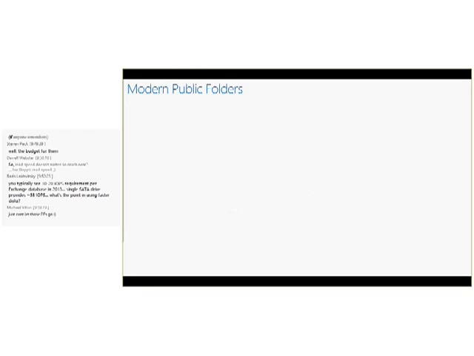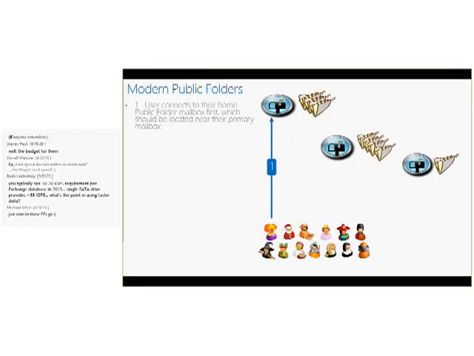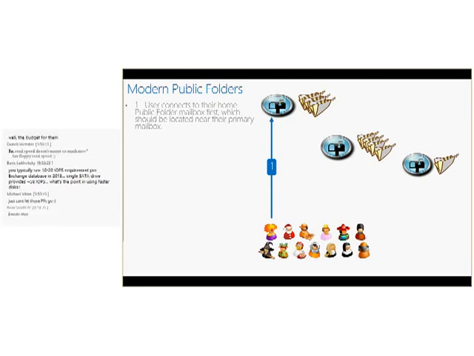Right, so one of the best slides I've seen in the last couple of years. We've got all of our friends down below, and let's say Mr. Clown first wants to make a connection to their public folder mailbox to read the hierarchy, right? So he's got to find out what folders are actually out there. So they connect to their home public folder mailbox first, which should be near their primary mailbox.